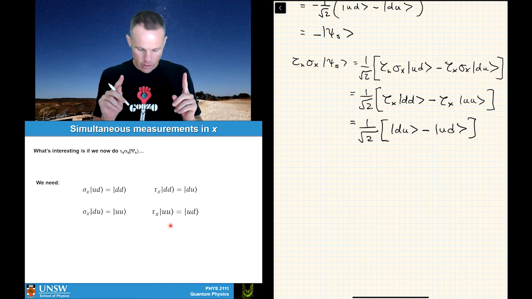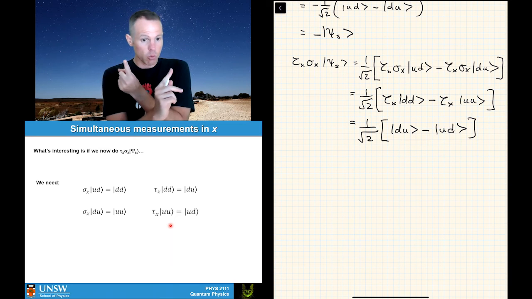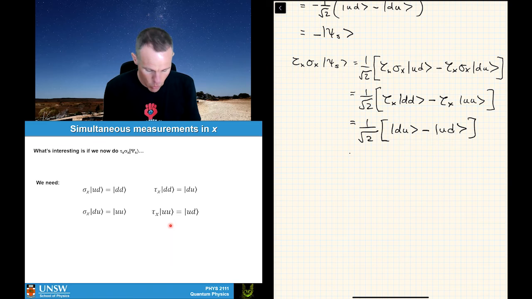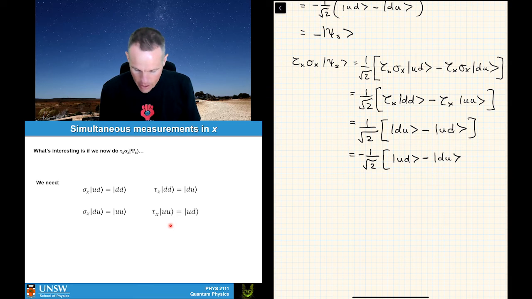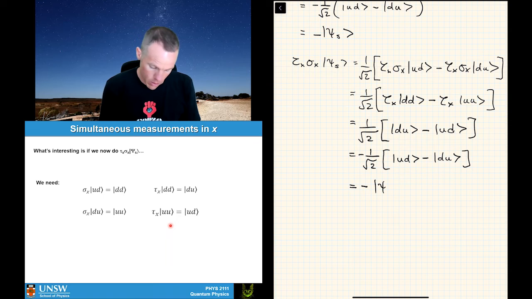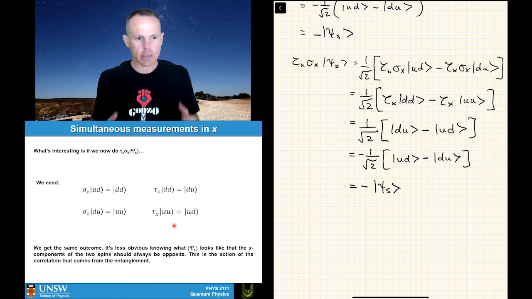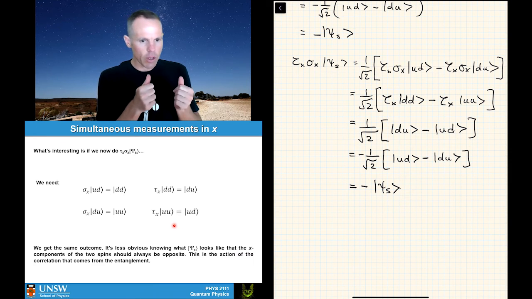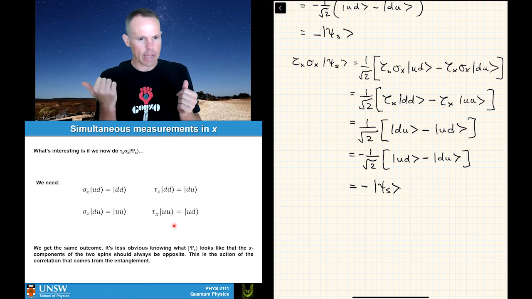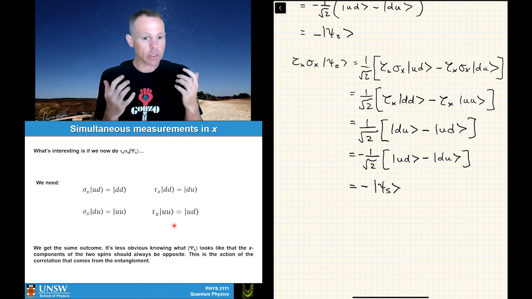So the thing you'll notice here is that the order of the up, down and down, up terms are swapped now. If I multiply the whole thing by -1, I've now got -1 over root 2, up, down, minus down, up. And of course, that's our singlet state, right? So we've got minus psi s. So what we're seeing here is basically the singlet state is also an eigenvector of the simultaneous measurements of spin in the x direction for the two cases of Alice and Bob, and the eigenvalue is also -1.